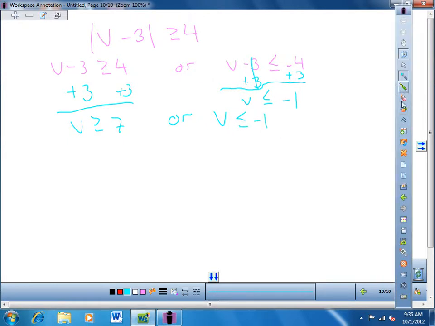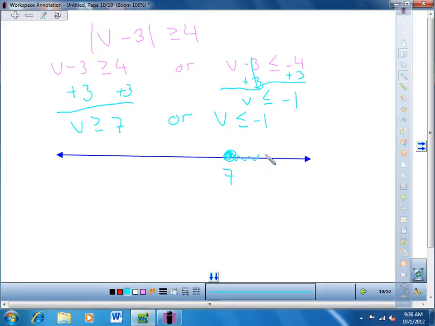And it's useful to graph these. So b is greater than or equal to 7. I put a closed circle like that. And then I go to negative 1, and I put a closed circle like this. Greater than or equal to 7 or less than or equal to negative 1.